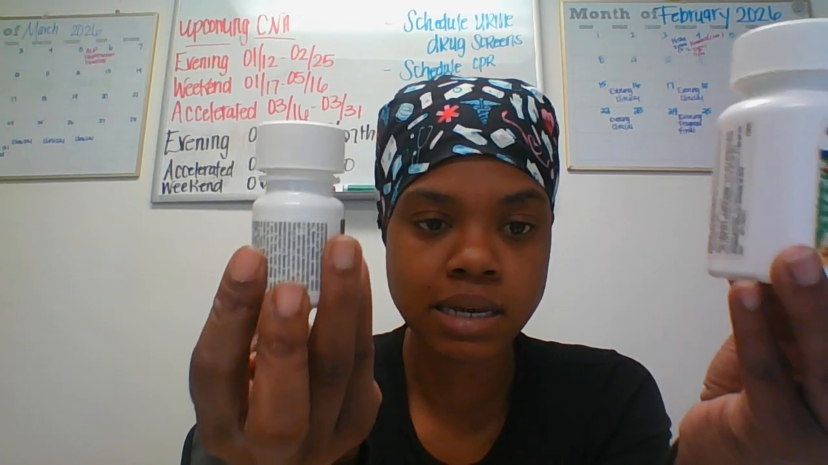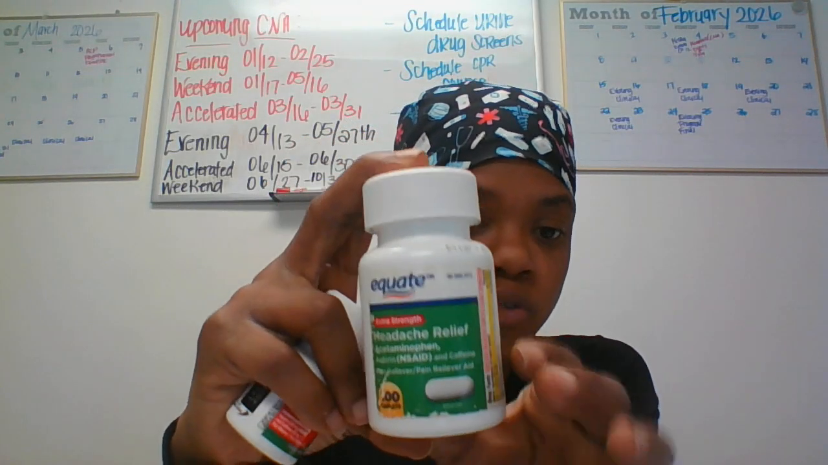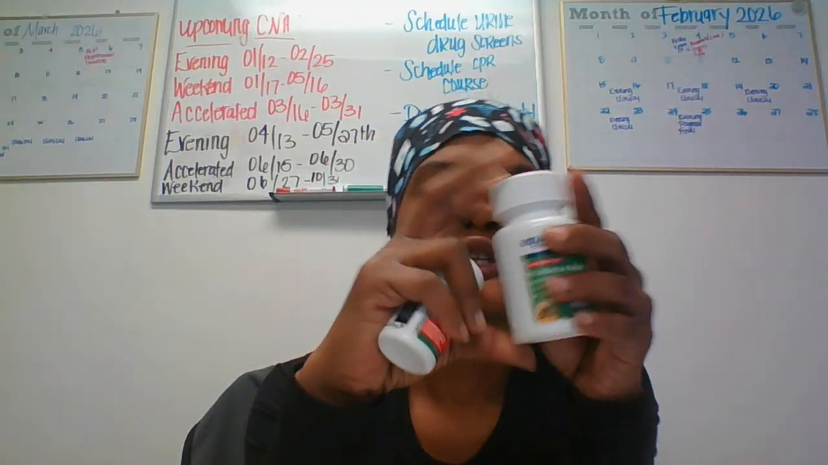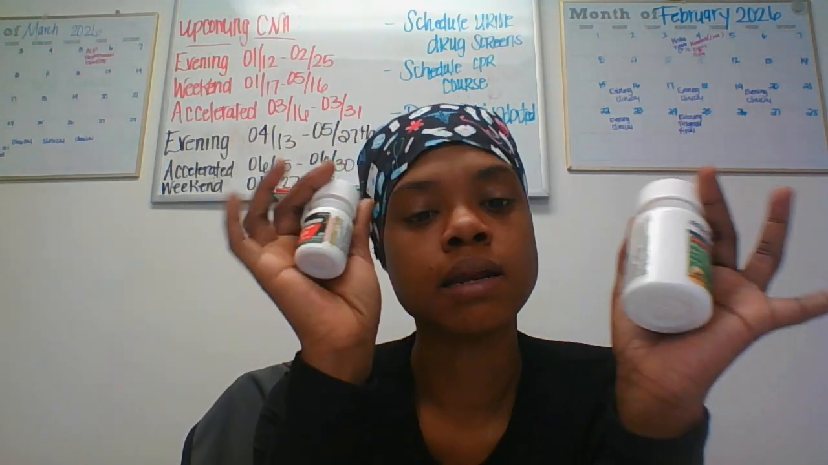Okay, so that is an example. Let's just say, for an example, there's 100 tablets in here, same ingredients, and there's 100 tablets in here too. This Excedrin bottle may cost you $8. This Equate bottle for the same amount of tabs, the same ingredients, may cost you $4. So the price point is different, but they're the exact same ingredients. They're going to work the exact same way. So that is the difference between generic and brand name.